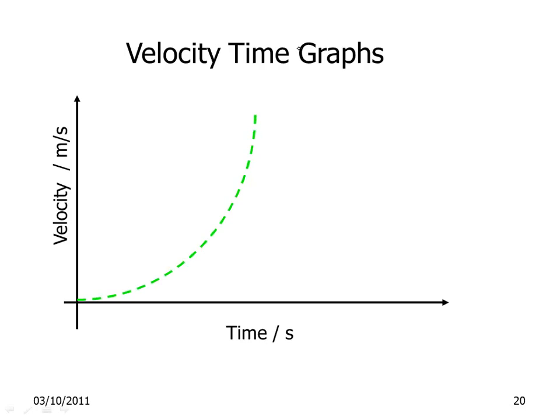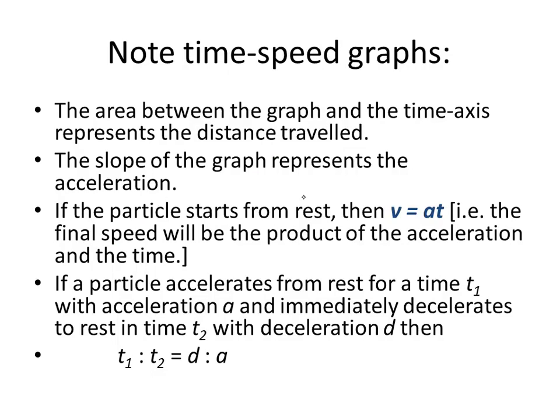Okay. Now, there's one small thing we might as well just show here. If you have velocity time graphs and you've got a curve like this, this would mean that the acceleration is not constant, that the acceleration is accelerating. And likewise with that one. The area between the graph and the time axis represents the distance travelled. The slope of the graph represents the acceleration. If a particle starts from rest, then velocity is equal to a times t. That's just a simplification of v equals u plus at. If it starts from rest, u is equal to 0.